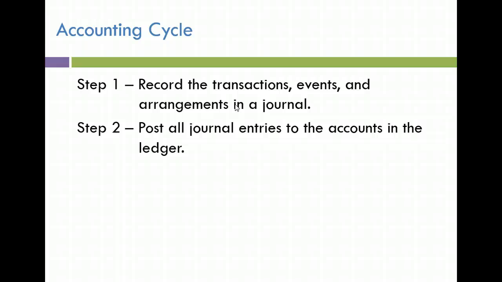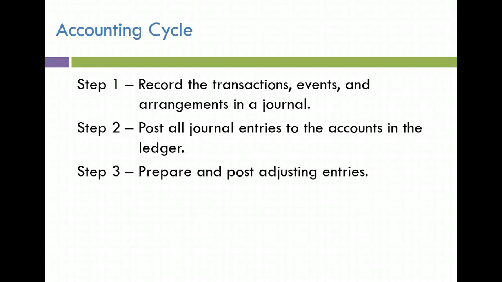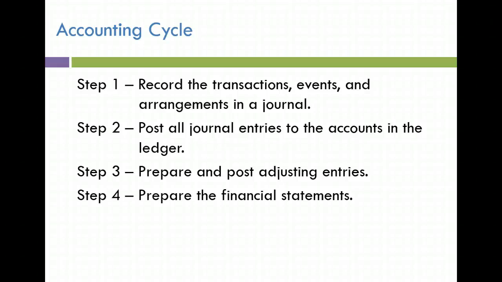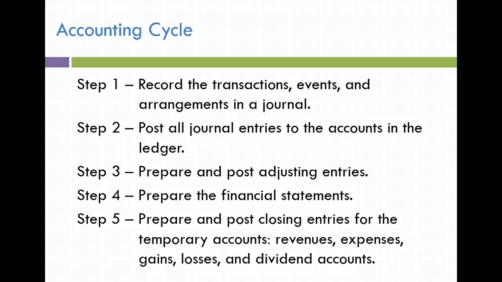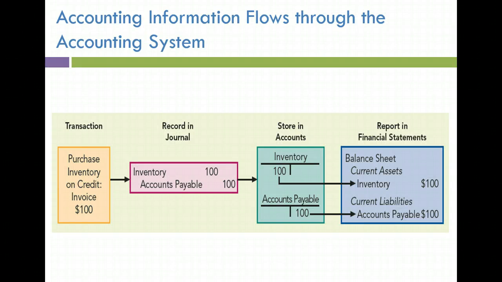Then we'll post those transactions to the various accounts. Then we prepare and post any adjusting entries we need to do. We prepare financial statements. Usually we start with the trial balance, and then from there we prepare financial statements. We may have some closing entries to zero out all those temporary accounts, the revenues and expenses. And we basically then end up creating a new trial balance that just has the permanent accounts in it.